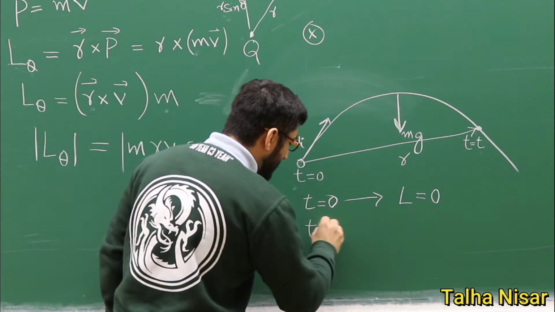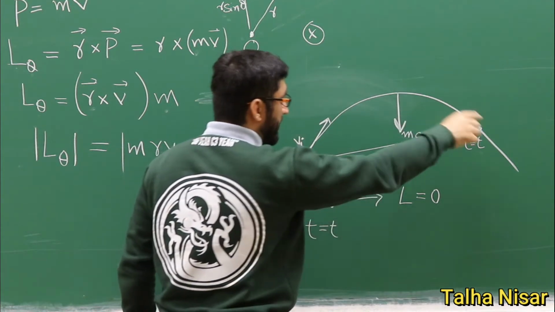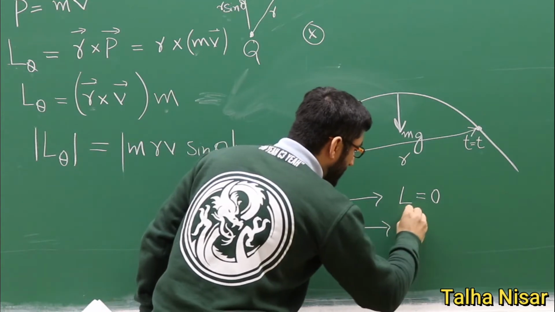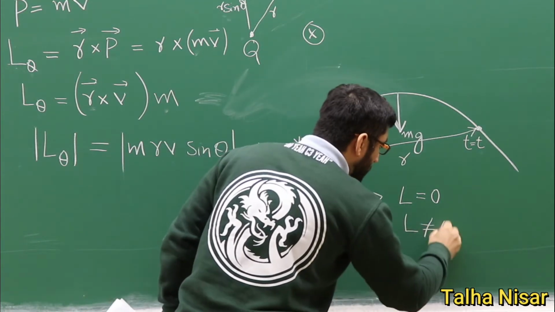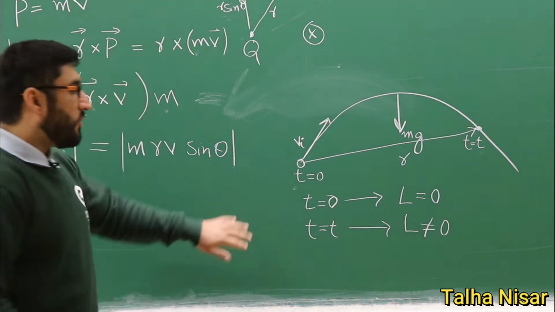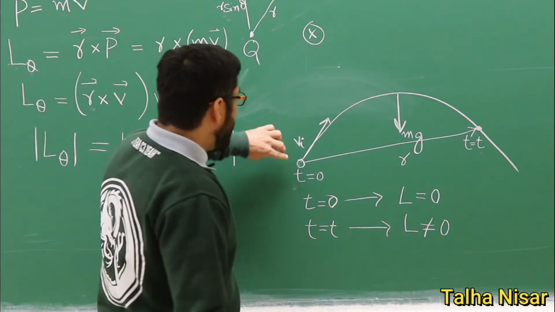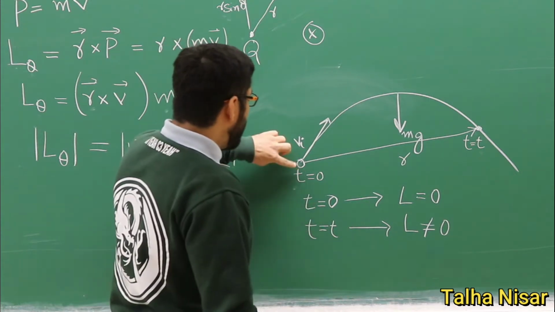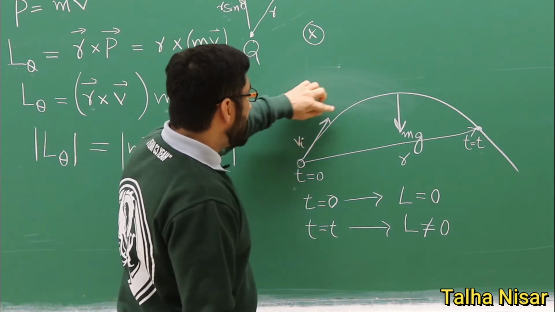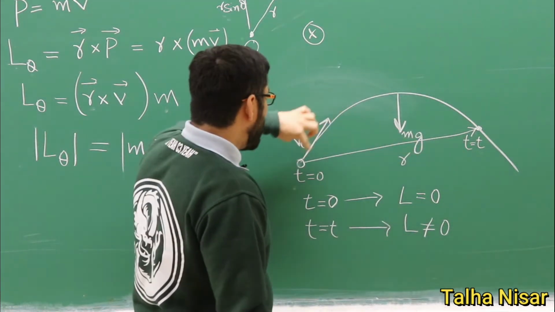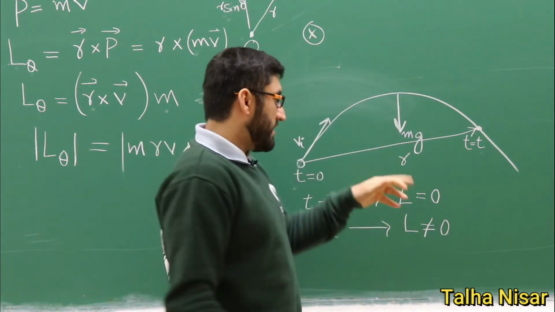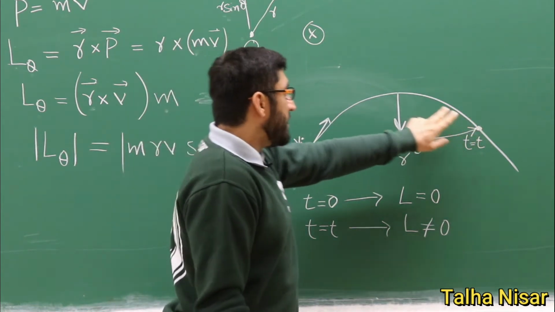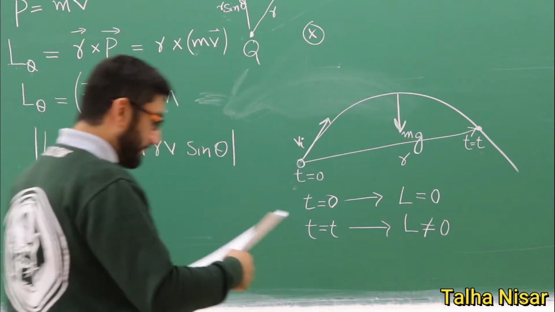So at time t equals t, other than the 0 here, at any point here, the angular momentum is not equal to 0. What we learned from this example is that the angular momentum depends on the reference point. At this point it's 0, but it's increasing here because the position vector is increasing. So the angular momentum at this point is 0, but at any other point it is not 0.